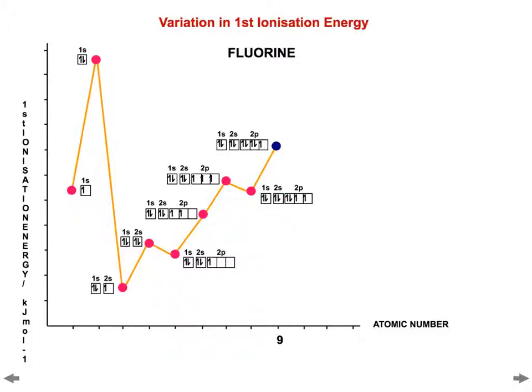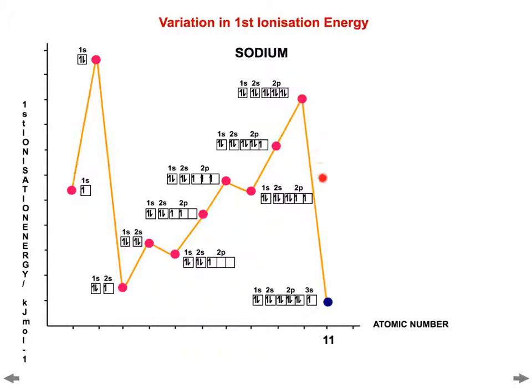Fluorine, increased proton, as you would expect. Neon, an increased proton, as you would expect. Okay, then there's this massive drop for sodium. Same reason as from helium to lithium. If you think about what's happened now, we're in shell 3. So this electron here is much further away from the nucleus. It's also now got shielding from both shell 2 and shell 1. So it's really much easier to remove this electron.